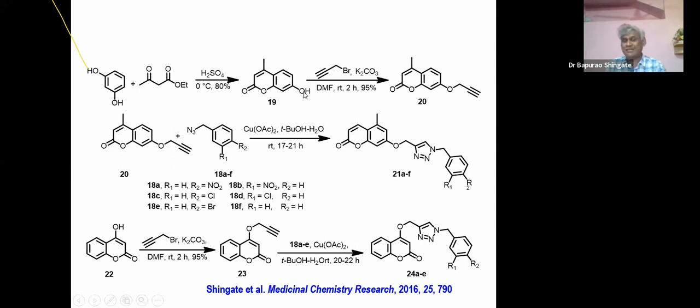Now as a starting material, the phenolic OH group is there. This OH group on alkylation using propargyl bromide, and we have already synthesized different types of benzyl azides, which on click reaction using copper acetate in tertiary butanol-water solvent system lead to the corresponding coumarin-incorporated 1,4-disubstituted 1,2,3-triazoles. Means here we have incorporated 2 different pharmacophoric groups, one is a coumarin and another one is a triazole, in a single molecular motif by using a molecular hybridization approach.